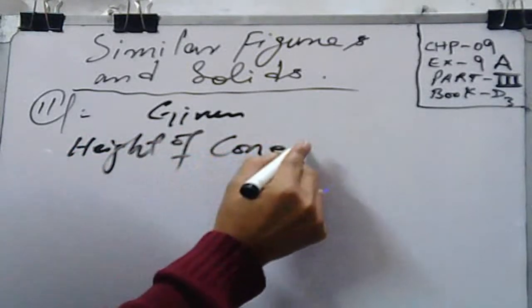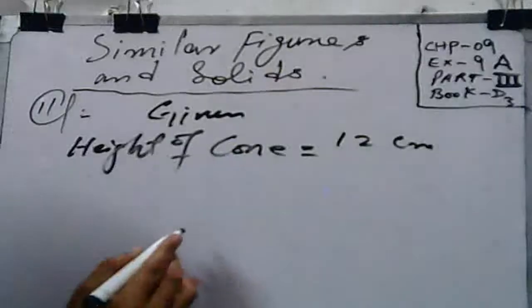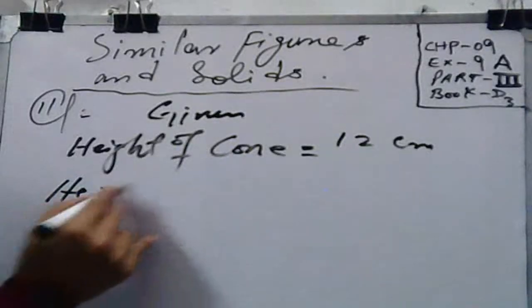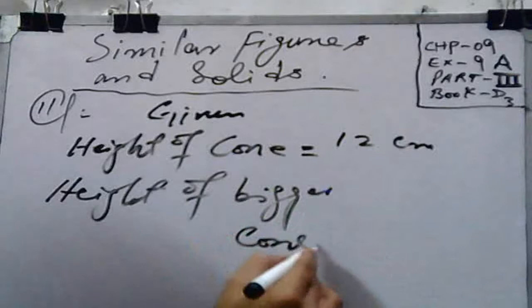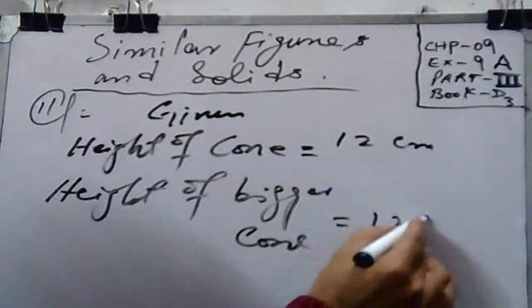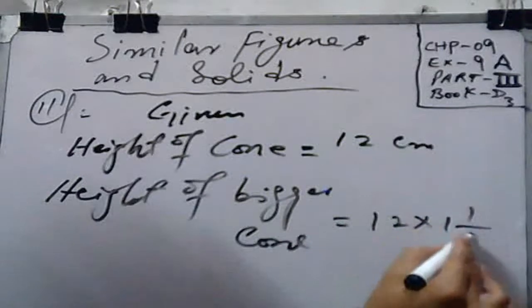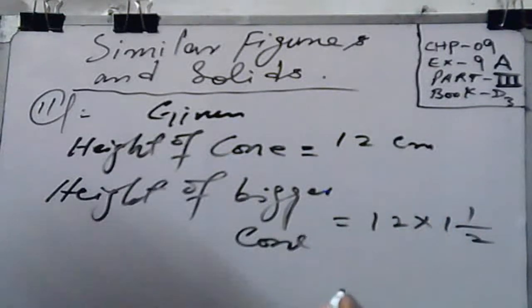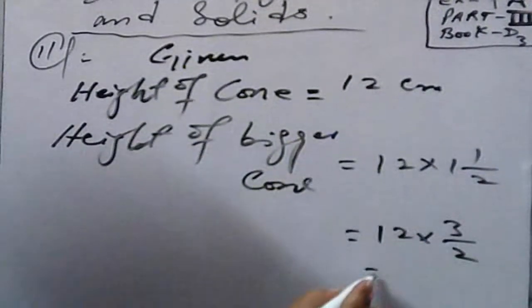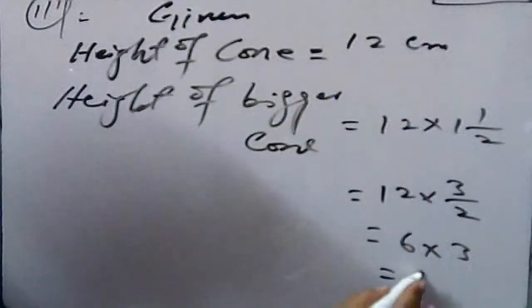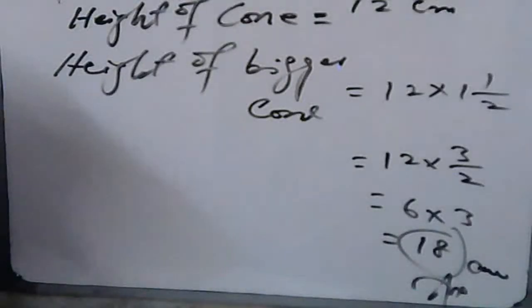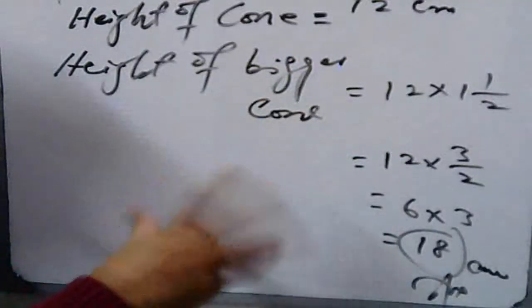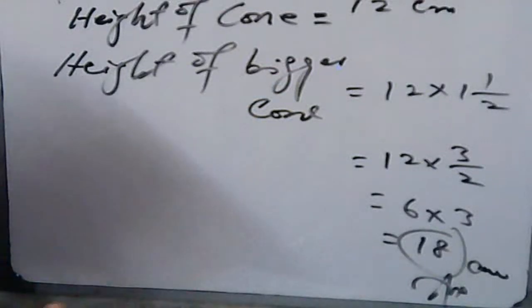So this one is a very simple one. Given that the height of the cone is equal to 12 centimeter and the height of the bigger cone is equal to 12 into 1 whole 1 by 2 times bigger. So we just have to multiply and you will get 12 into, we have to remove the whole number, so 6 multiplied by 3, so you will get 18 centimeter. So that is your required result.